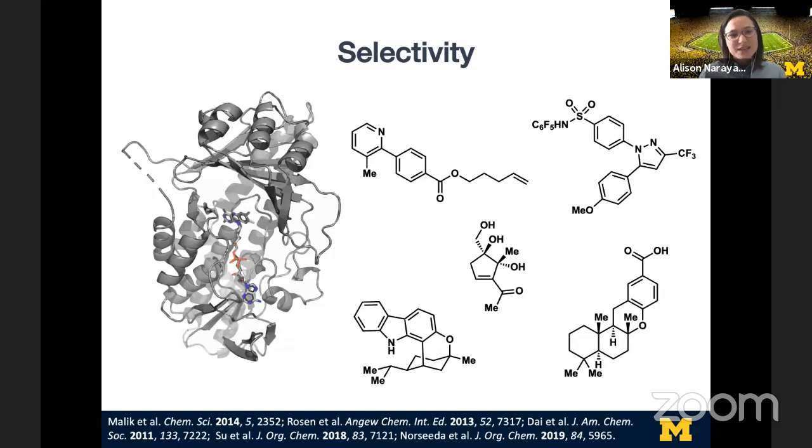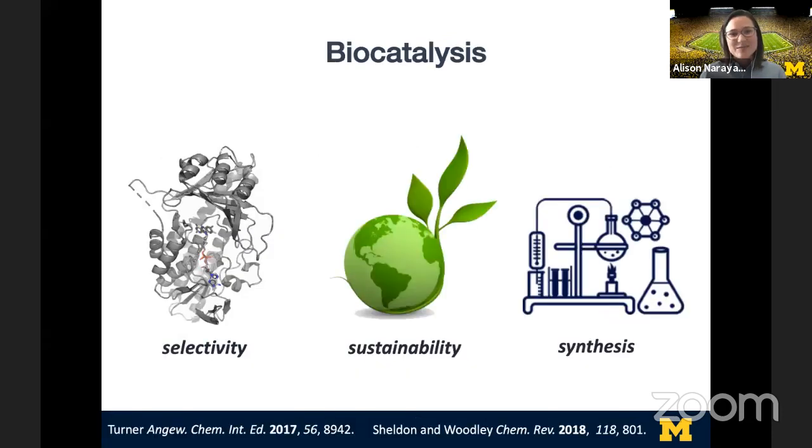And so it was really selectivity that lured me into working in biocatalysis. And I would say after spending several years working in this area, definitely enzymes can deliver with high levels of site selectivity, chemoselectivity, and also stereoselectivity. And I've also come to appreciate other elements of biocatalysis in synthesis, including the sustainability of these methods.